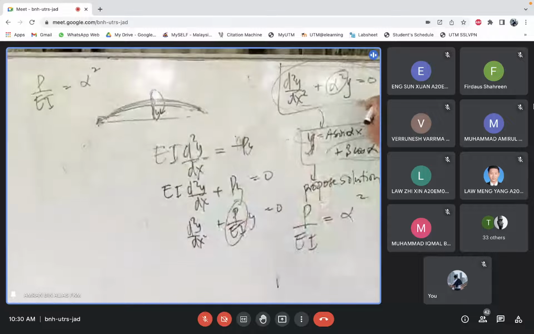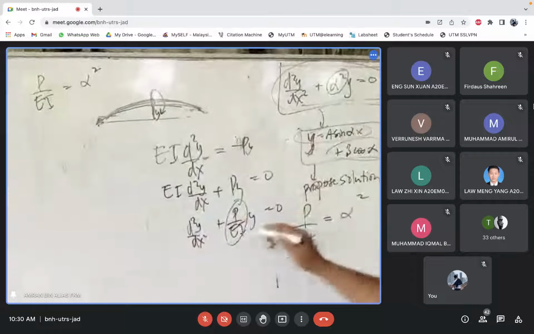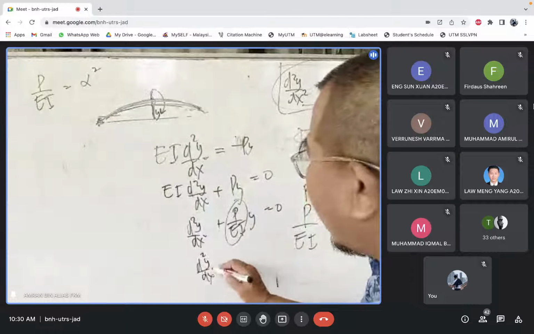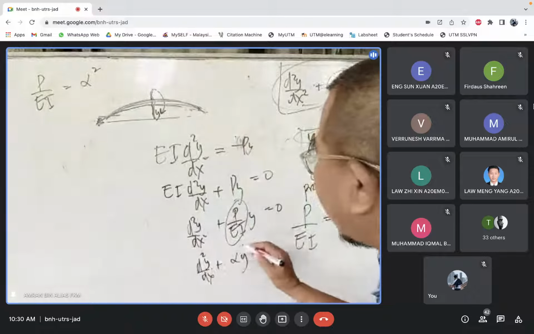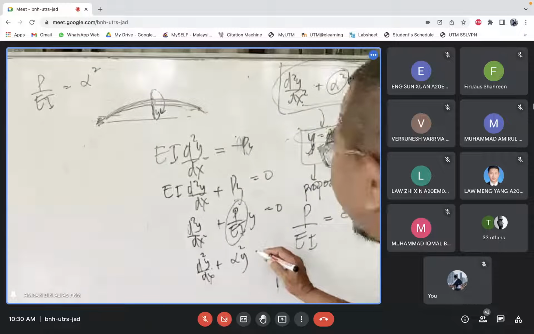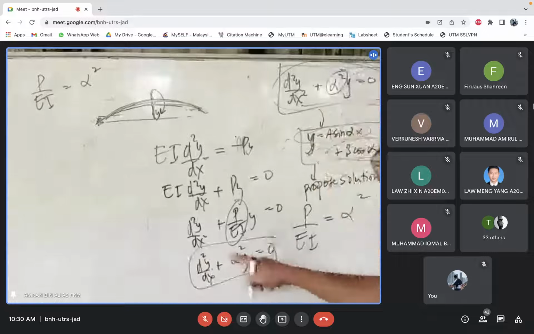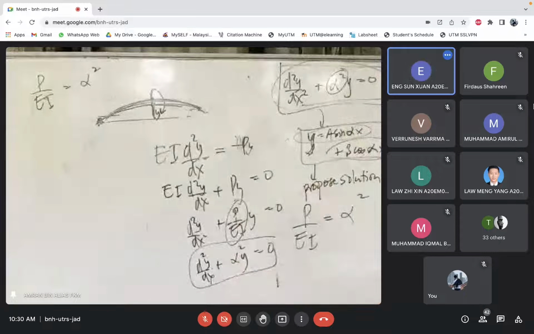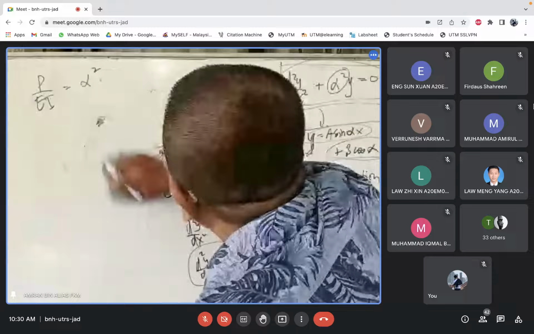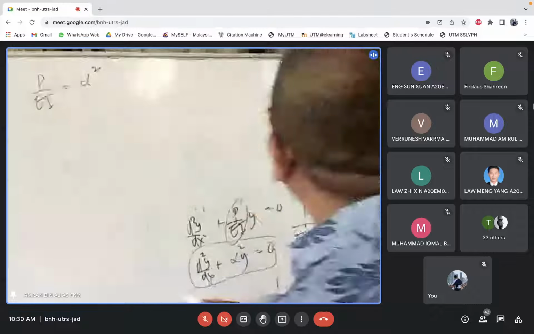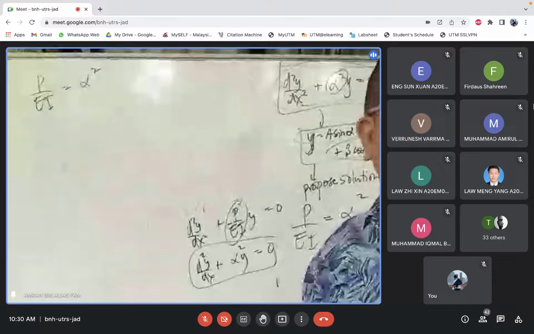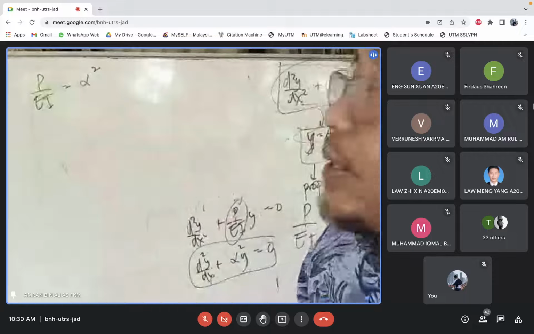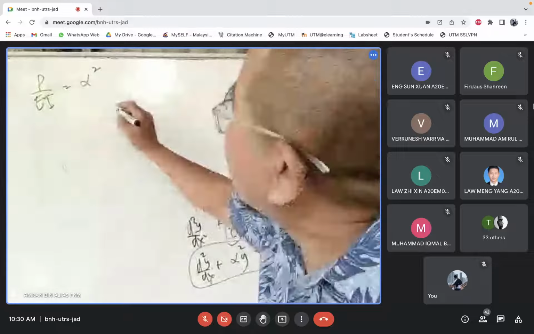Then we follow this formula. Now this one becomes d²y/dx² plus alpha square y equal to 0. Is it the same or not? Yes, it's the same. When it's the same, now we put back the solution. The solution is being given by Euler. This is how the Euler comes. The mathematician Euler proposed this solution.